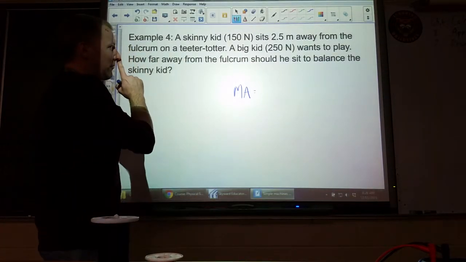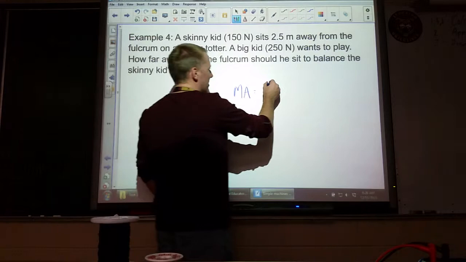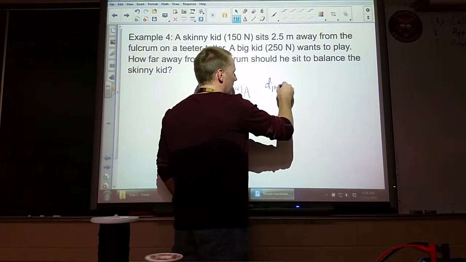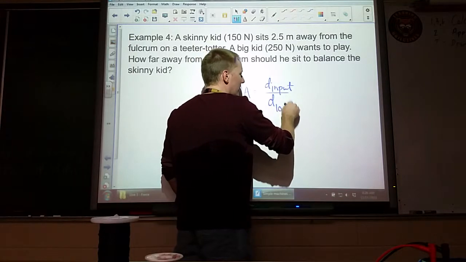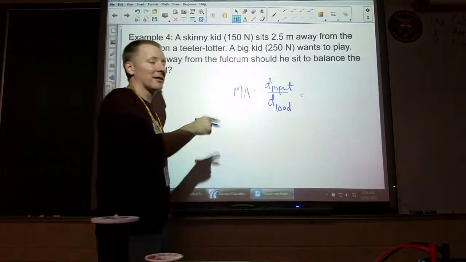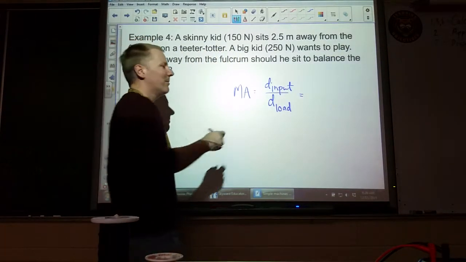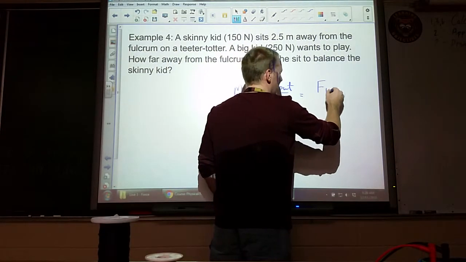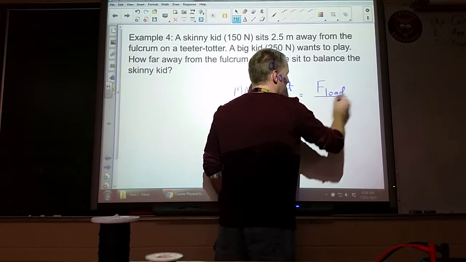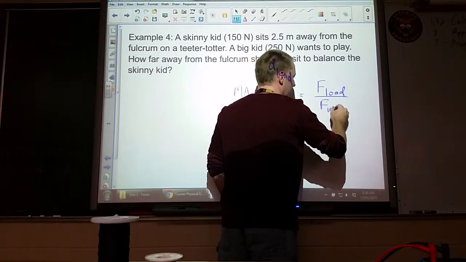Now we just talked about for a lever, we can always say D input over D load. That works for levers. But then another thing that's equal to that every time is just the general formula for mechanical advantage, which is F load over F input.